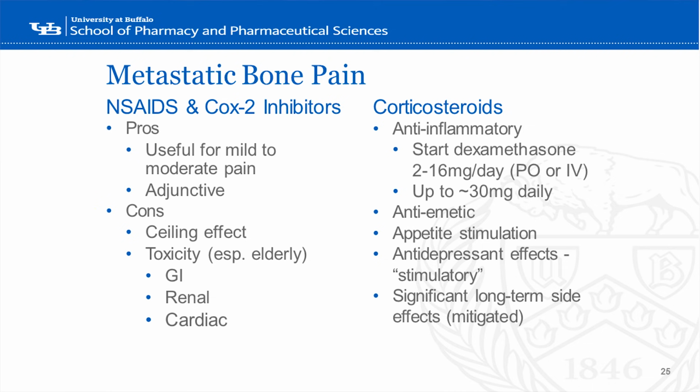So with the NSAIDs and COX-2 inhibitors, they are often useful for that mild to moderate pain and are adjunctive, as I stated. Unfortunately, though, they do have a ceiling effect. At some point, no matter how high you go with the dose, you're not going to get any more effect out of it. And especially in elderly patients, toxicities including GI, renal, and cardiac become an issue in the use of these medications.